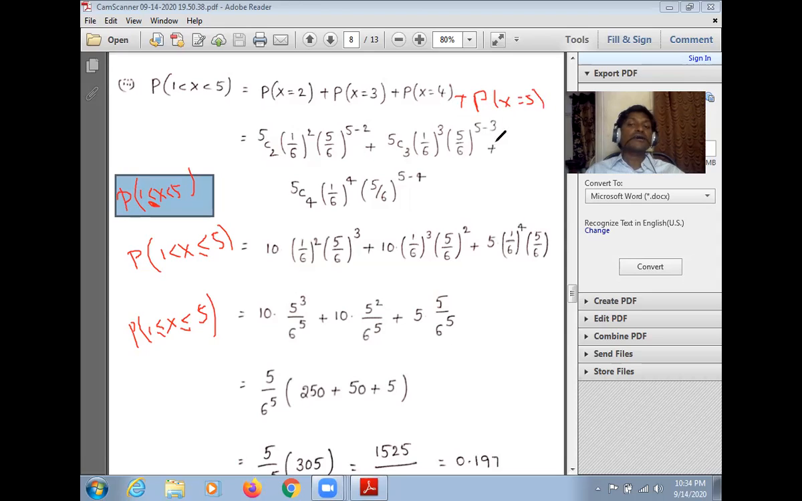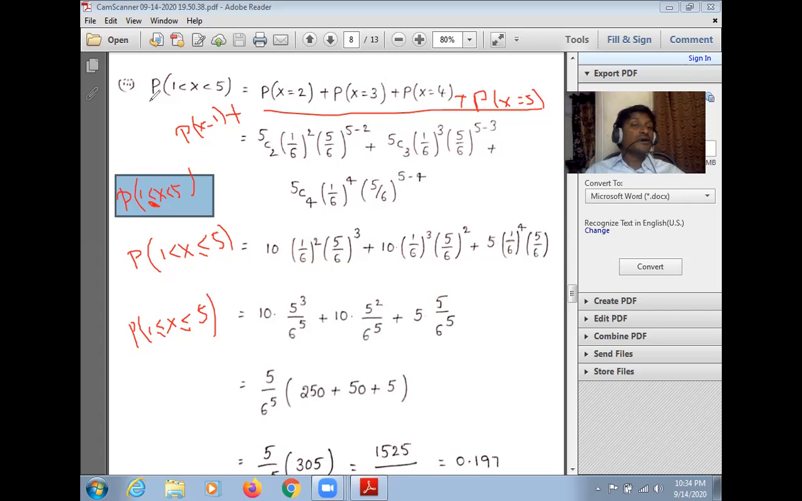P of x is equal to 5 means not included 1, 2, 3, 4, 5. Okay, so 2, 3, 4, 5, this total one. Suppose p of 1 less than or equal to x less than or equal to 5. It means simply what we'll get here is p of x is equal to 1 plus p of x is equal to 2 plus p of x is equal to 3 plus p of x is equal to 4 plus p of x is equal to 5.